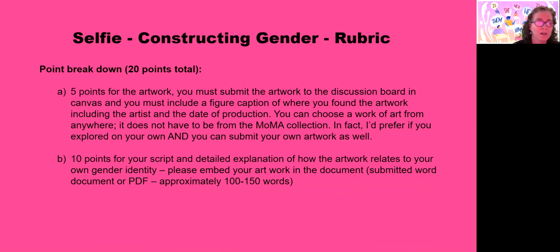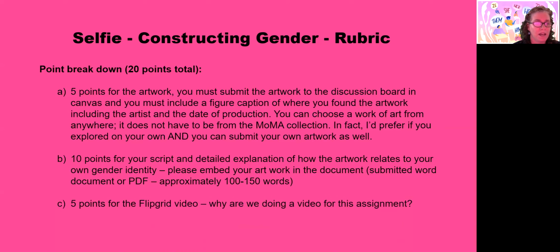All right, 10 points for your script and detailed explanation of how the artwork relates to your own gender identity. Please embed a picture of your artwork into the document and submit it as a PDF or a Word document, approximately 100 to 150 words, which is not a lot, so it's not going to be a huge writing assignment for you guys. Submit that into Canvas in the appropriate section. 5 points for your Flipgrid video.